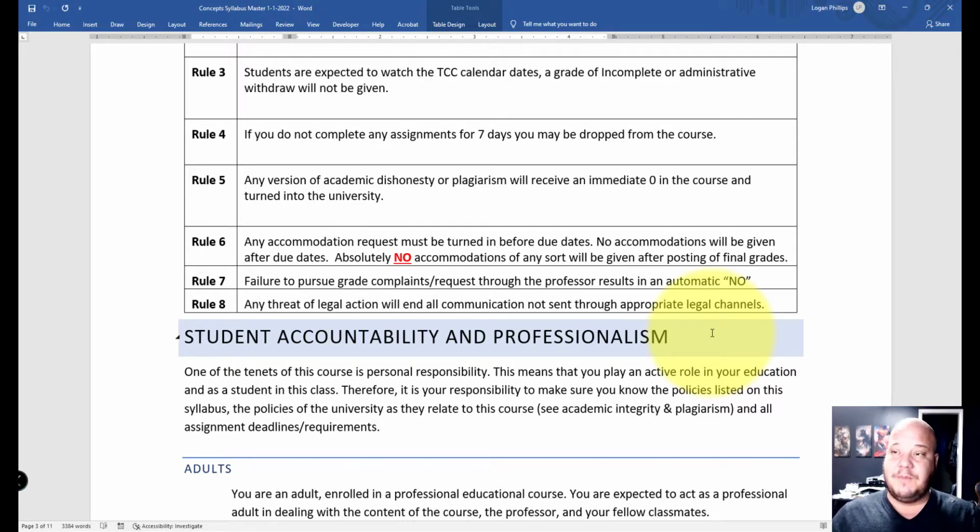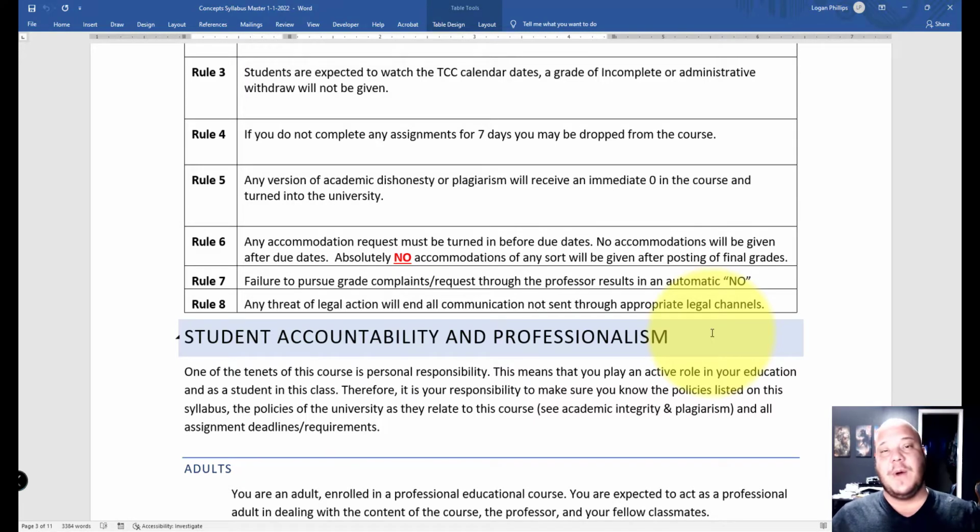Rule number 6. This is also a big one. Of course, there are only 8 rules, guys. They're pretty simple. Any accommodation request must be turned in before due dates. No accommodations will be given after the due dates. Absolutely no accommodations of any sort will be given after posting of the final grades.